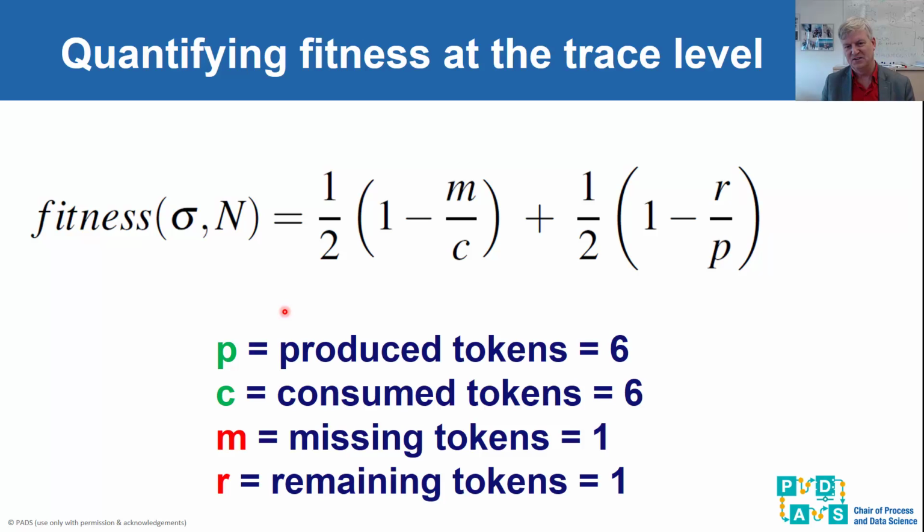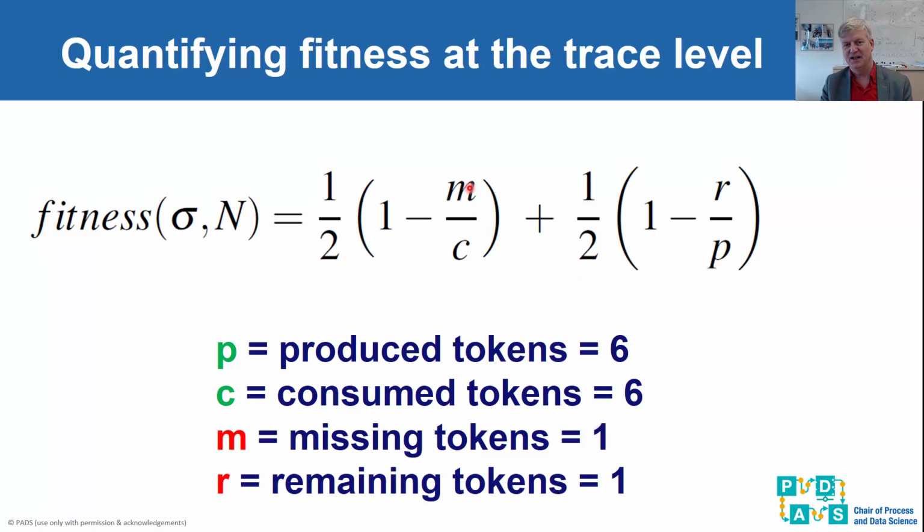And we can capture this into a so-called fitness number. You can also think of this as a kind of recall measure, although there are also differences. We have this formula that is basically generating a number between 0 and 1, where 1 means that there is perfect fitness, and we did not encounter any problems, and 0 means it's the worst possible situation. So for example, if m is equal to 0, we can write a 0 here and we can write a 0 here. Then we have half times 1 plus half times 1 is 1. So if there are no missing and no remaining tokens, we get a perfect fitness equal to 1.